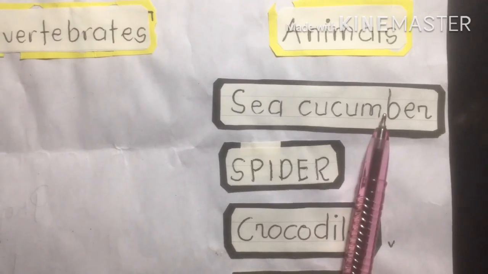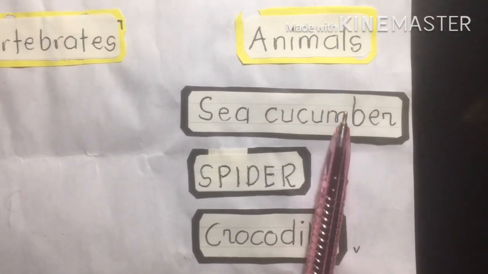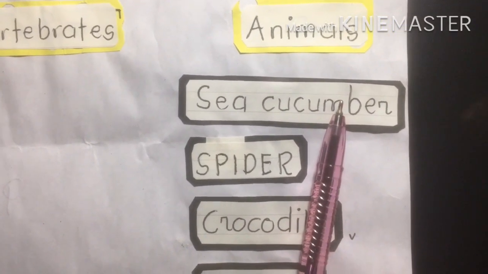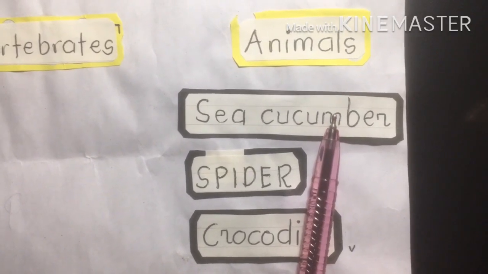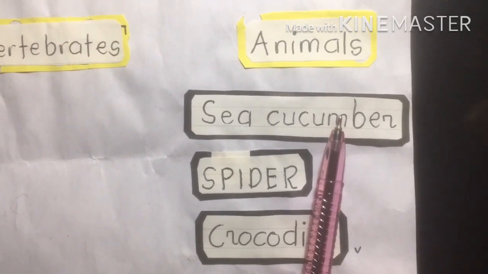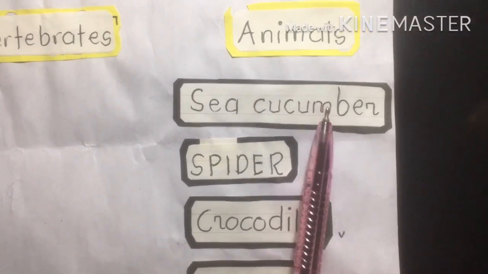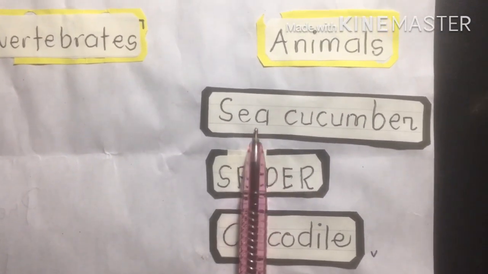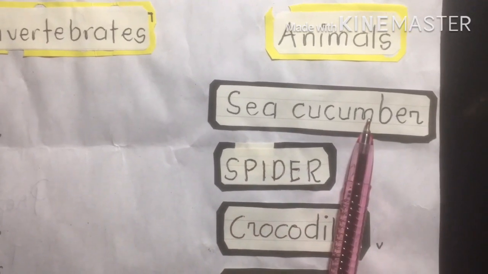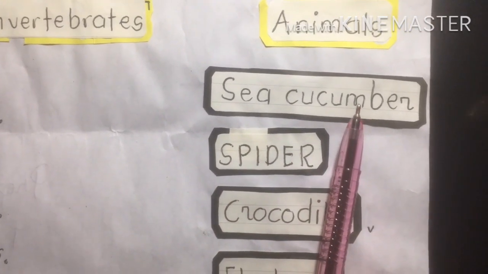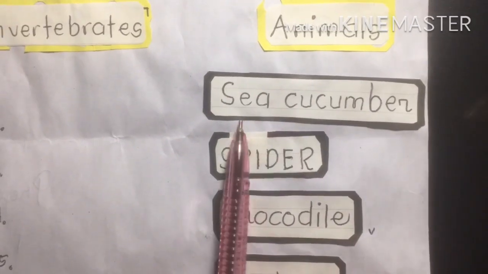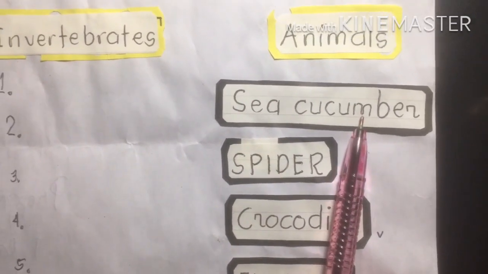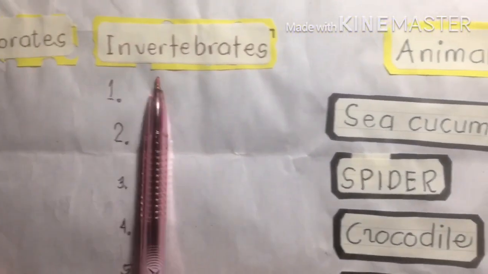sea cucumber. But why does a sea cucumber belong to animals? Because it moves, it has action, it has life. But we are going to identify whether the sea cucumber belongs to invertebrates or vertebrates, having backbones or without backbones. Does the sea cucumber belong to vertebrates or invertebrates?